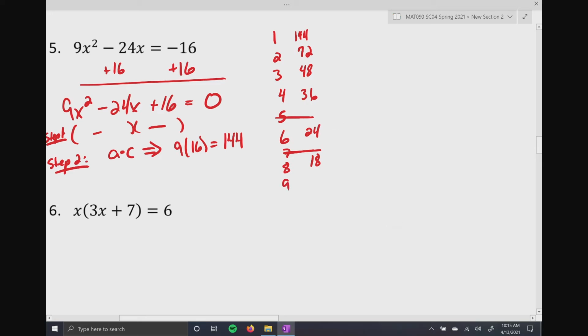9 and 16. Okay, we got to keep going. 10 doesn't work. 11 doesn't work. Oh. How about 12 and 12? 12 and 12 look good.